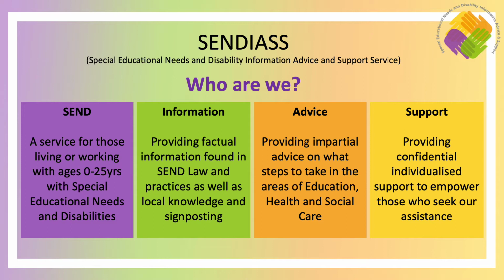We are the SENDIASS service, which is Special Educational Needs and Disability Information, Advice and Support Service. We provide information, advice and support to anyone aged 0 to 25 with special educational needs and disabilities and their parents or carers. We provide advice in 3 areas currently: Southampton, Portsmouth and West Berkshire, but each area has a SENDIASS service. So even though it might not be us that you get in contact with, there is support in every area of England. At the end of this webinar, I'll give some details on how to contact us.